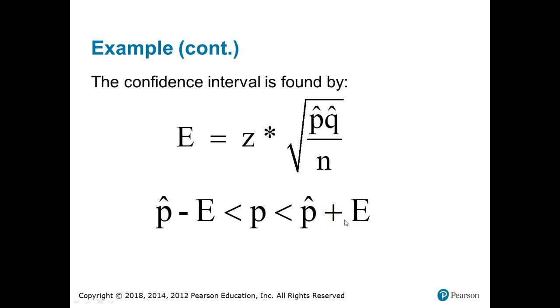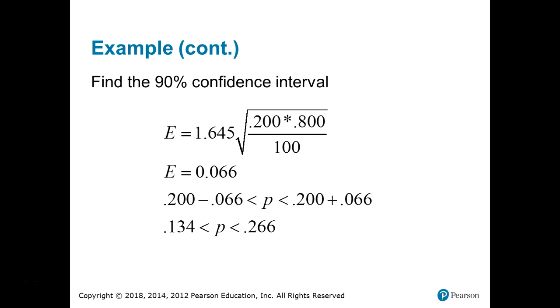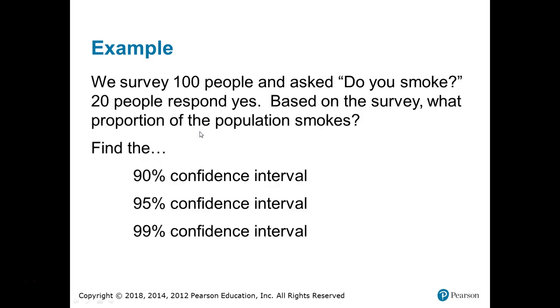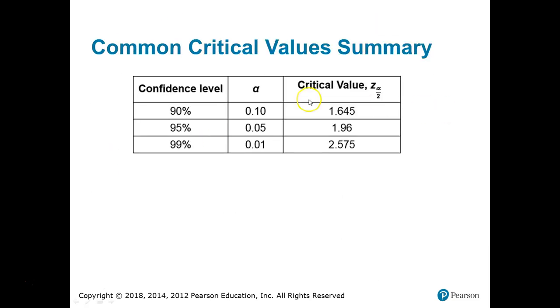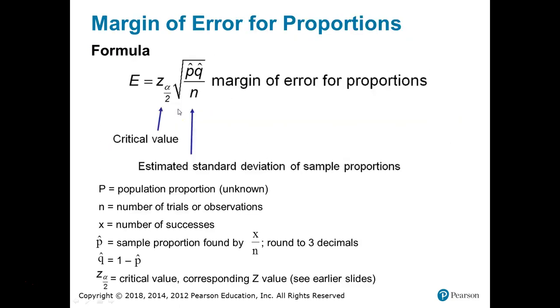So another way of saying that is the population proportion is in between the sample proportion minus margin of error and the sample proportion plus the margin of error. And we are however much percent confident that that statement is true. So 90% confidence interval. 90%, z is 1.645. Let's go back a few slides to show that. 1.645, 90%.